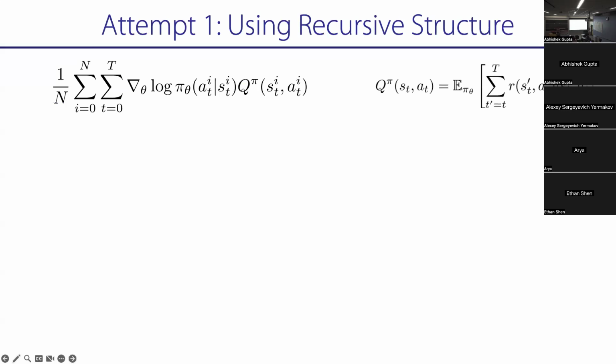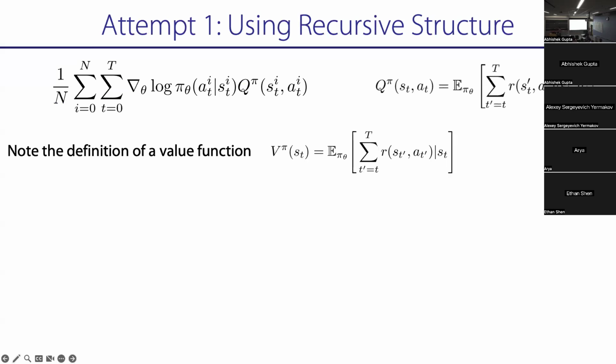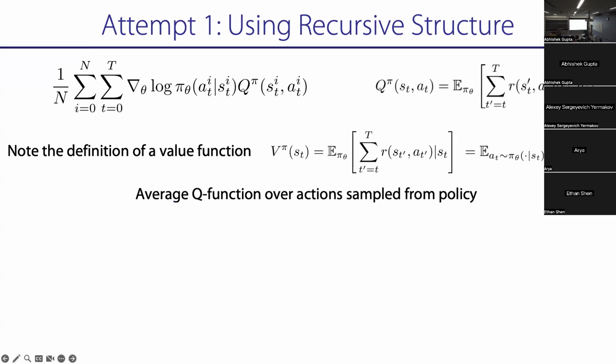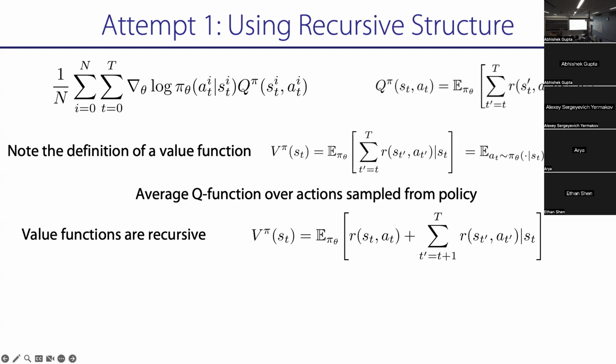Okay, so that was attempt 0, Monte Carlo Q estimation, right? And now we say, yeah, we're in a Markovian setting. We want to use some temporal structure in this problem to do better Q estimation, so that we can reduce the variance of policy gradient. And so we started from a value function. We said that's the value function. And then we use this recursive nature of your value function.